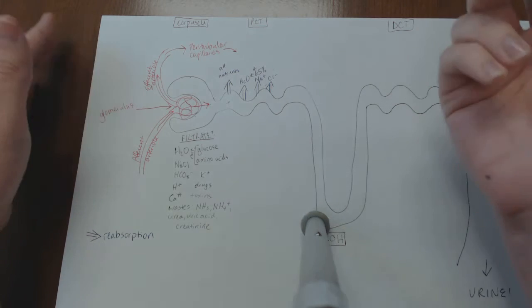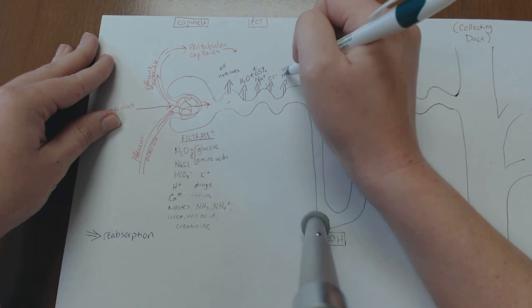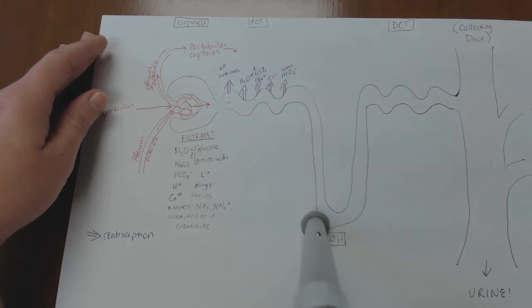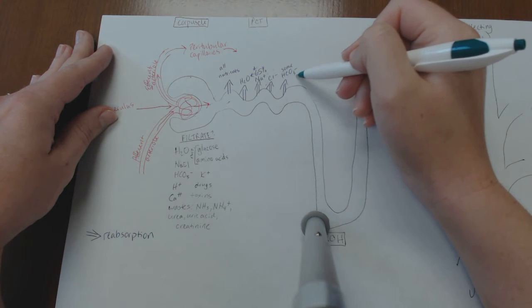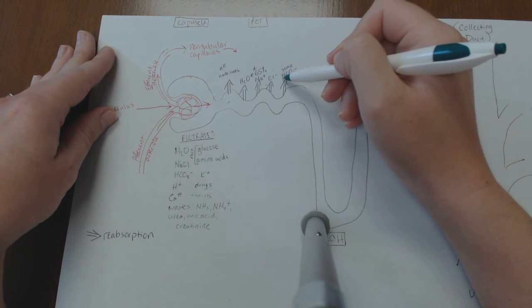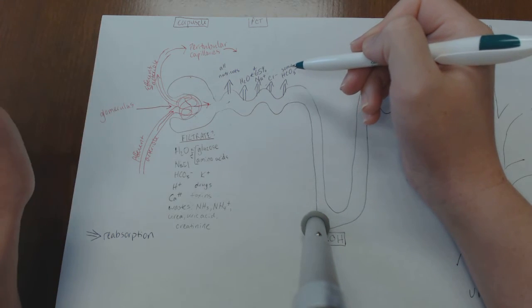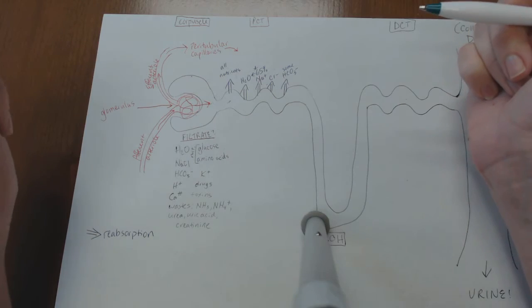And then depending on the needs of the body, this could be a place where you might reabsorb some bicarbonate ions, the HCO3 negative. The reason why you would reabsorb some bicarbonate ions here would be if your blood pH was getting too low, because this acts as a base, which can bring it back up a little bit. So this is just if you need to, okay?